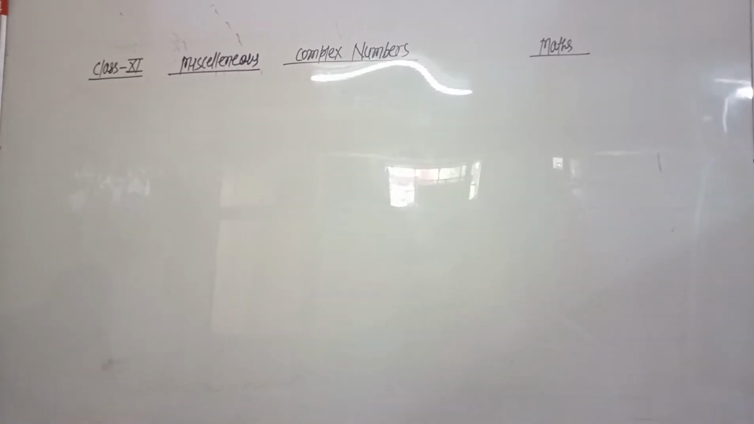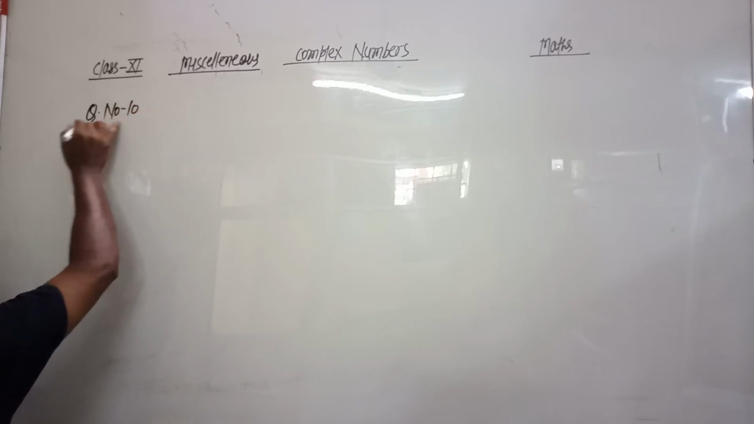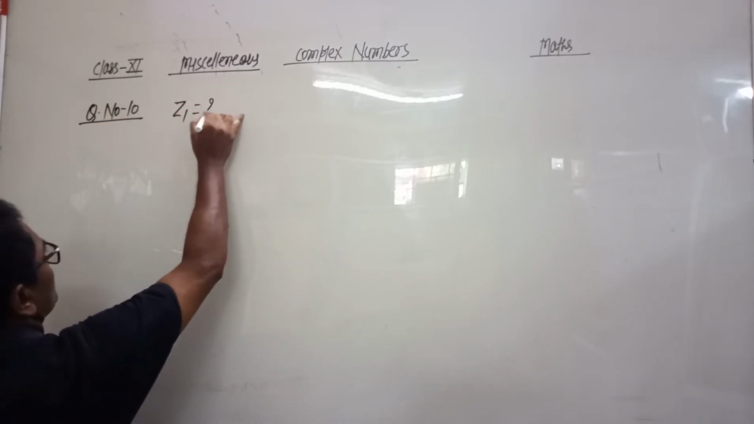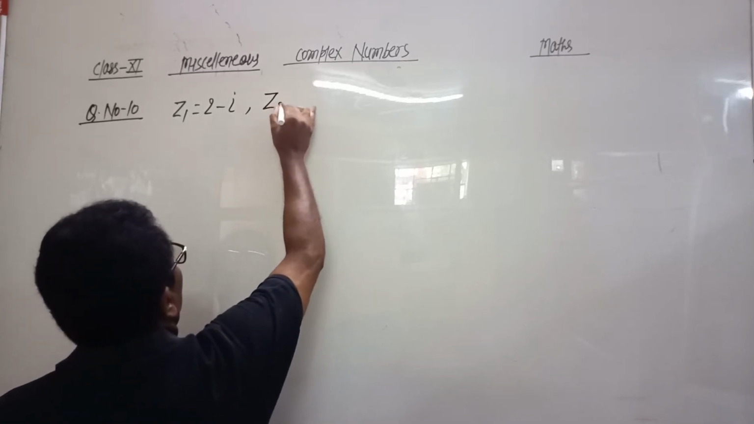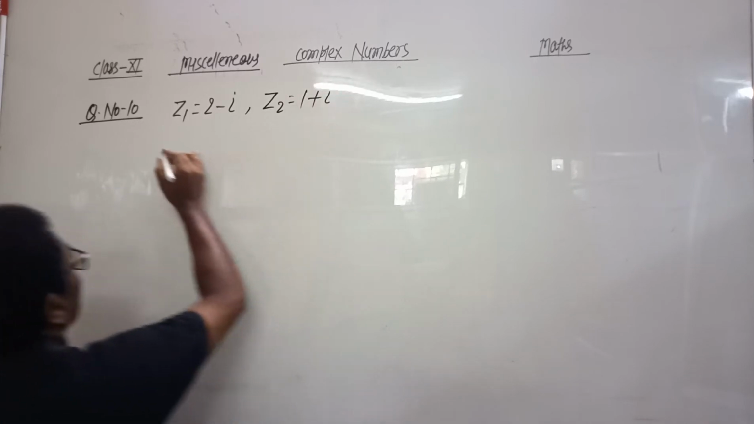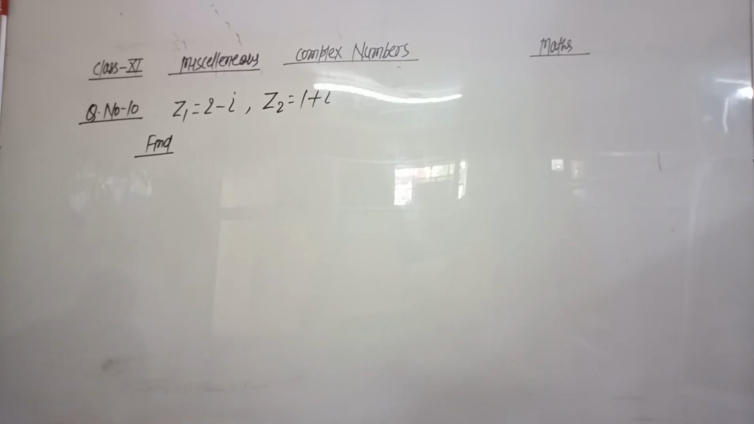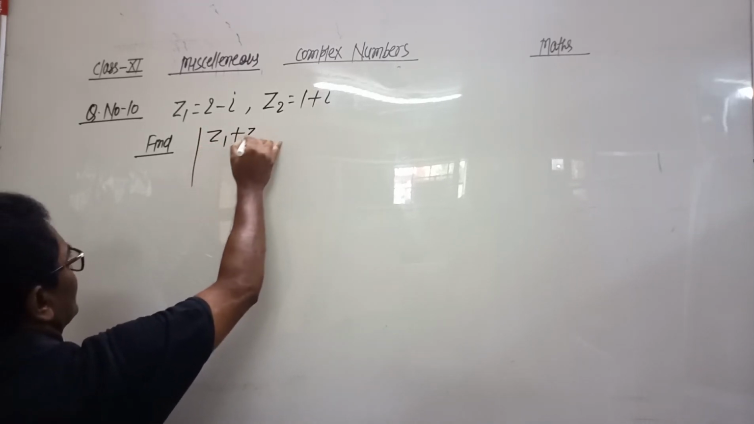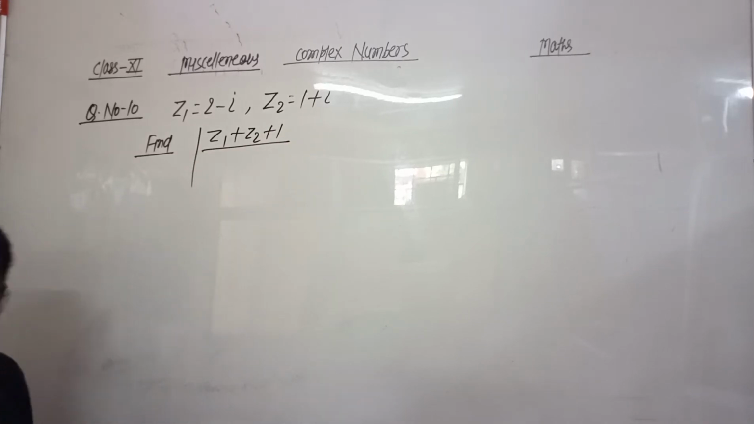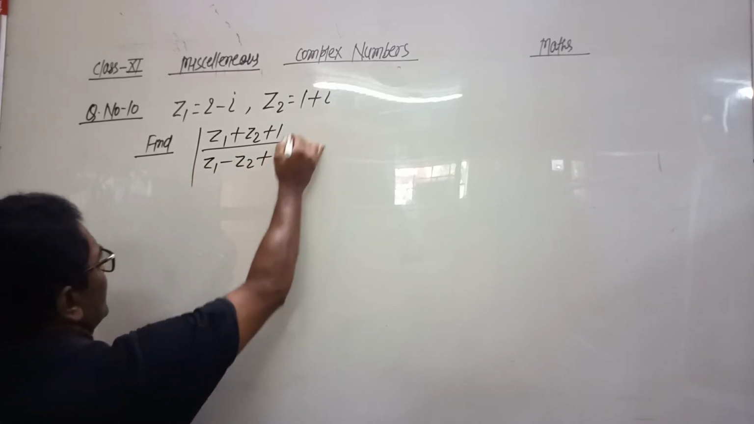In question number 10, if Z1 equals 2 minus iota, Z2 equals 1 plus iota, then find the modulus of (Z1 plus Z2 plus 1) upon (Z1 minus Z2 plus 1).